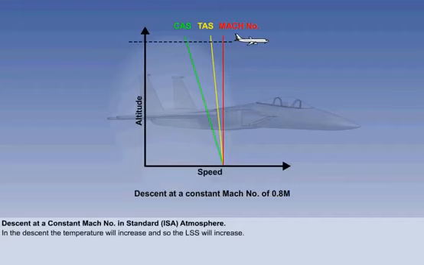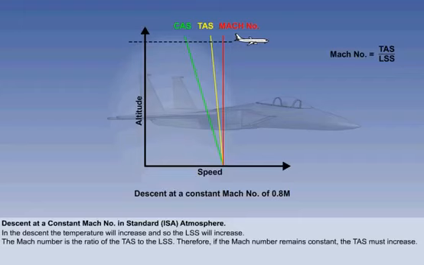Let's now see what happens if we descend in the standard ISA atmosphere at a constant Mach number. In the descent, the temperature will be increasing, and so the LSS will be increasing. Remember, the Mach number is the ratio of the TAS to the local speed of sound. Therefore, if the Mach number is to remain constant, the TAS must increase. The air density is also increasing in the descent, therefore the CAS must increase. Pressure change has a greater effect on air density than temperature change. Therefore, the CAS will increase at a greater rate than the TAS.